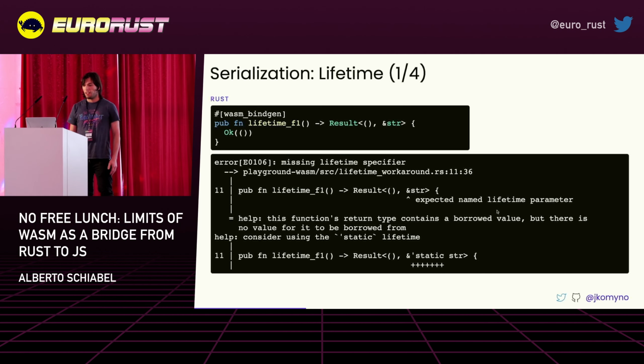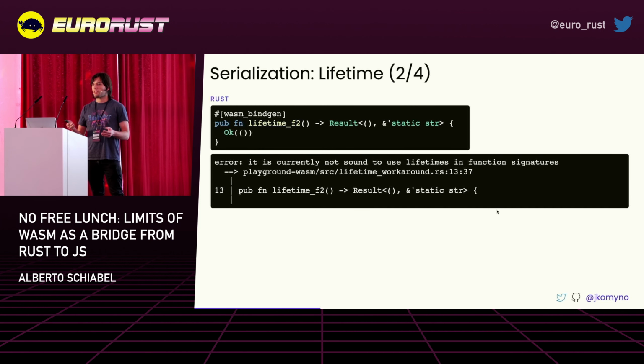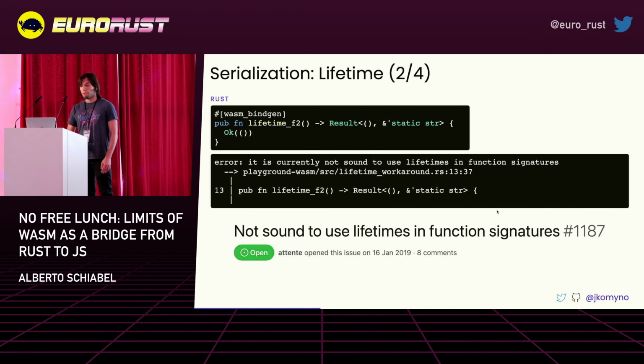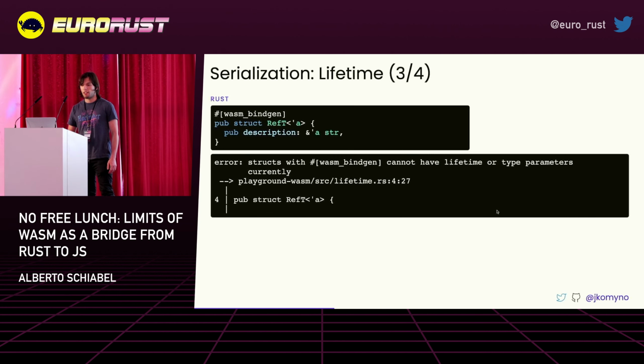So what we see here, Rust tells us, well, you're just returning a reference to a string. It's a top-level function, so you need to add a lifetime parameter. OK, Rust, let's do that. But let's put static. If I do that, then the wasm-bindgen check will kick in, and it will tell us that it's currently not safe, not sound, sorry, to use lifetimes in Rust wasm. In fact, there is an issue for that.